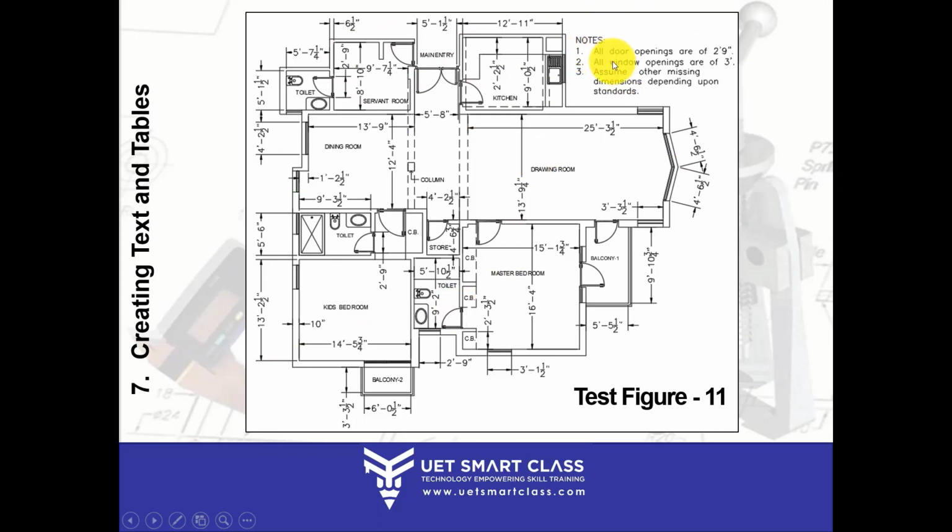So I've given some notes. All door openings are of 2 feet 9 inches. All window openings are of 3 feet. Rest of the other missing dimensions you can assume depending upon standards. If you are not from an architectural background, civil and architectural students won't be having any problem. Mechanical students may find problems in this because you don't know the standards for these dimensions, but still I would say try to complete it, okay, and submit.